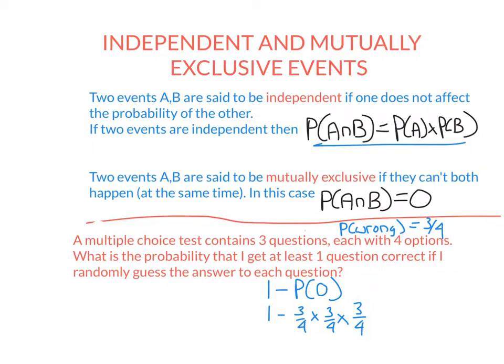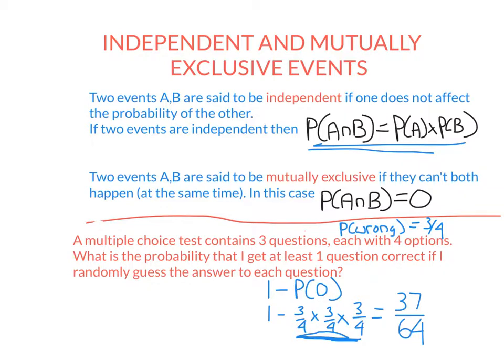So I can just simply put that on my calculator and I get 37/64. That's the probability that I will get at least one question correct. So the answer to this question would not have been possible were it not for knowing about independent events. I couldn't have known that the probability of getting 0 questions right was just this expression here. I couldn't have known that without this rule here. But remember, it only works for independent events.